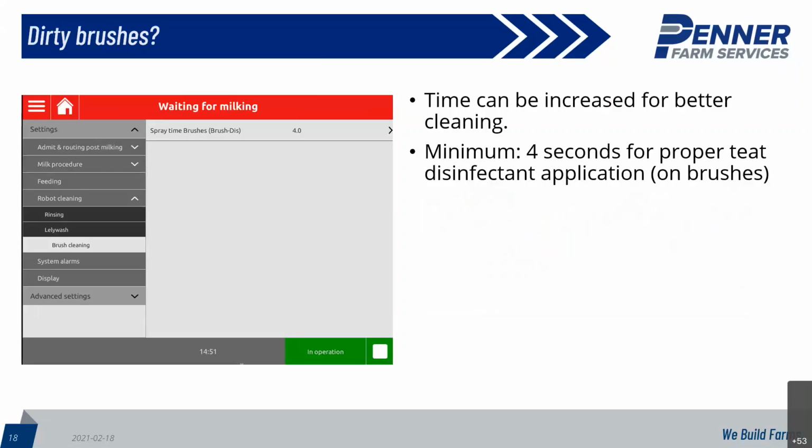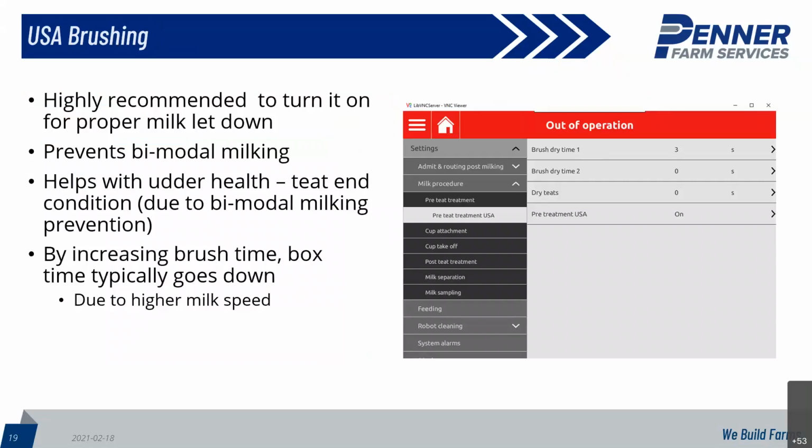If you're dealing with dirty brushes, you can increase the spray time on the brushes. By default, this is set to 4. It's important to not go below this value, otherwise the disinfection on your brushes will not be sufficient. Now, if you can see here, it's under settings, robot cleaning, and then brush cleaning. That's where that can be found. I'll go to the next slide, Ashley, because cleaning brushes also brings us to USA cleaning, or USA brushing, I should say.